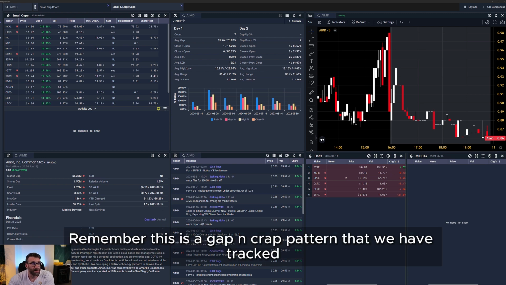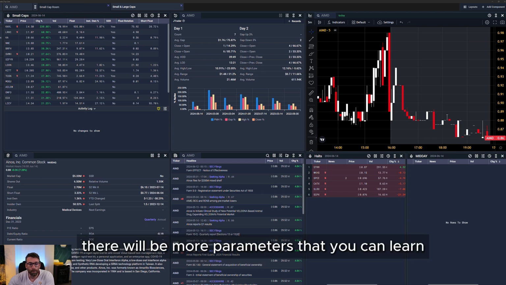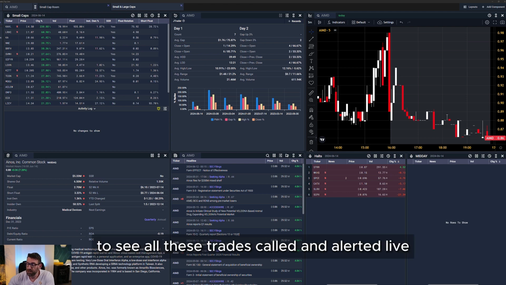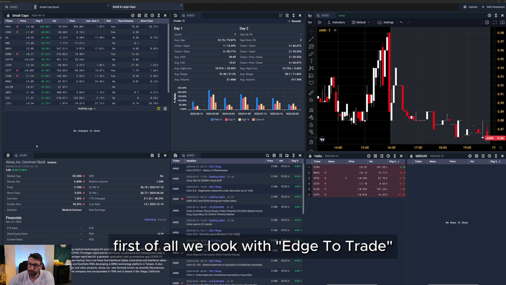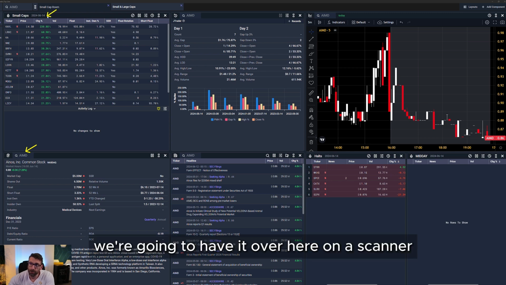Remember, this is a gap and crap pattern that we have tracked and backtested since 2017. There will be more parameters that you can learn, and you can reach out or simply step in our JTrader code room to see all these trades called and alerted live. First of all, we look with JTrader. Of course, we're going to have it over here on the scanner.